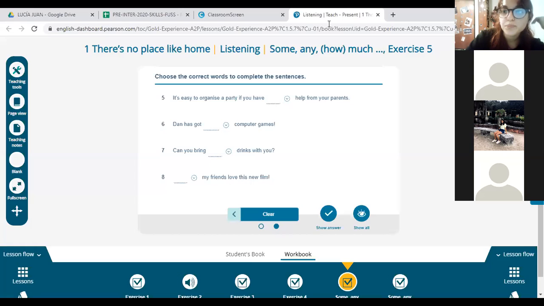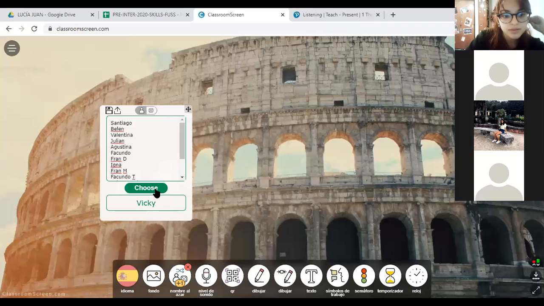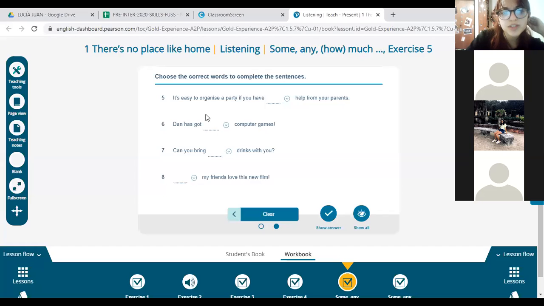Vicky. Vicky Espinedo. Is she here? Creo que ella es la que tiene problemas con el audio. I can't remember. Well, Sophie, you just read? No, ¿quién leyó recién? No, no leyó Sophie. Sophie, can you do number 5?